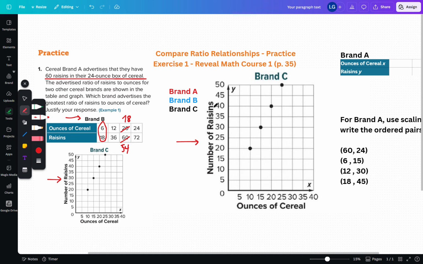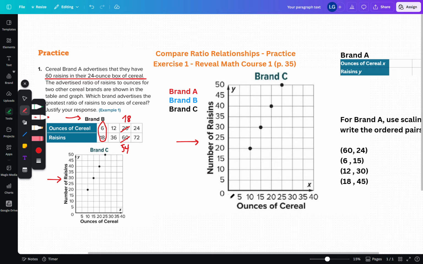And that's going to be the way that we can answer the question. Okay, solve the problem. We have a problem before we start. Look at the brand A information. We have 60 raisins to 24 ounces of cereal, 24 ounces of cereal.